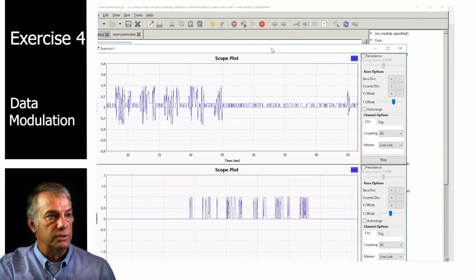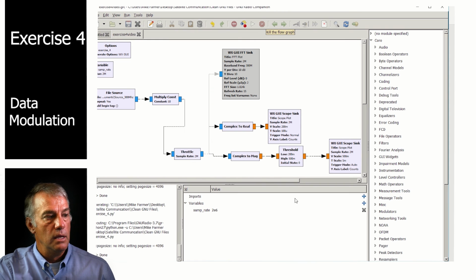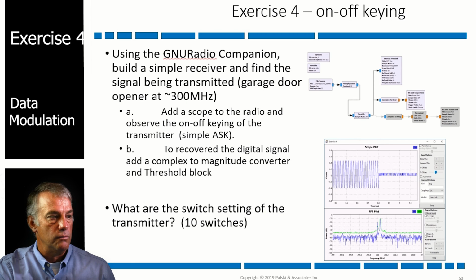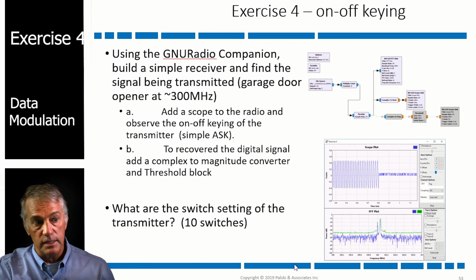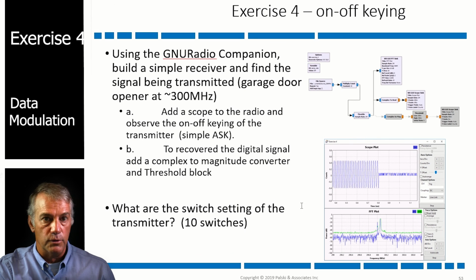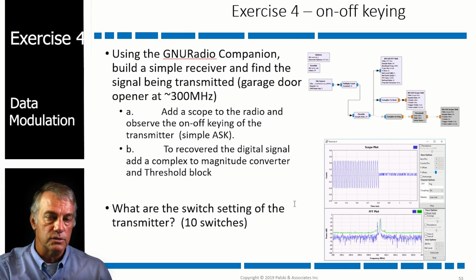So let's go ahead and stop our GNU Radio here and go back. As part of the exercise here, why don't you go ahead and set up your GNU Radios and determine what the dip switch setting is of the recorded garage door opener. We'll review the answer in the next chart.